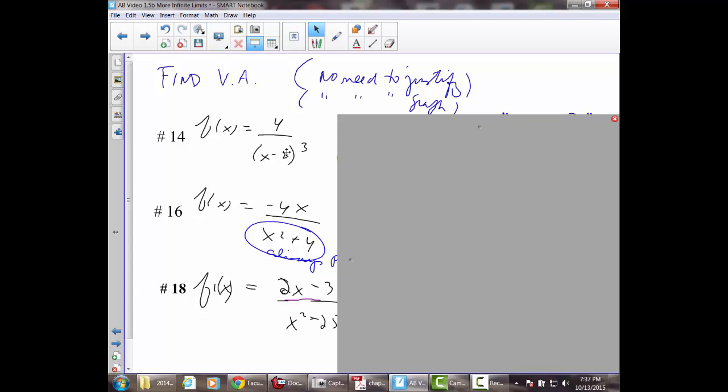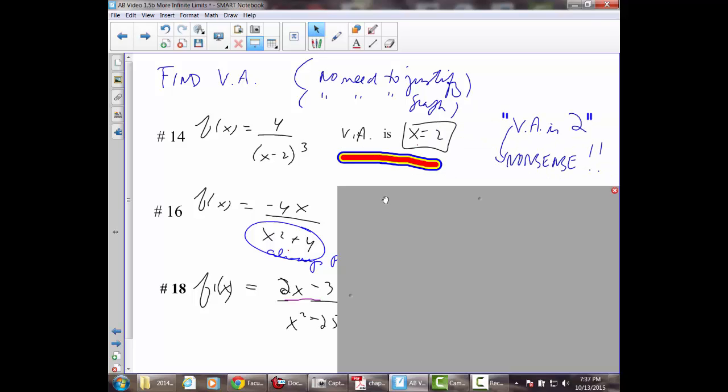So this you've been able to do for 2 years now. Vertical asymptote here is whatever makes the denominator 0 as long as that factor doesn't occur in the numerator. So the vertical asymptote is x equals 2. Remember, if you tell me it's 2, that's nonsense. I got to take off points.